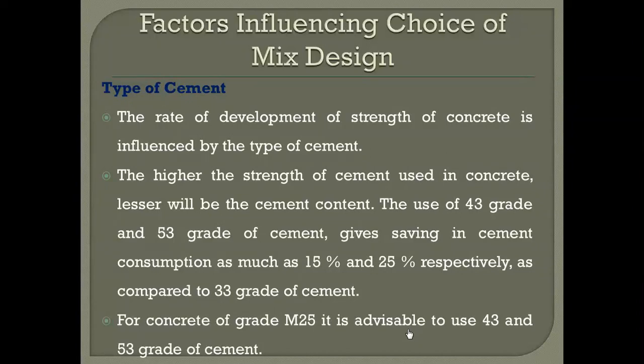If we go on increasing our strength, so if we use M40, M50, M60, the higher the strength of the concrete, then we use a lesser cement content. So in the market we have OPC 43 and OPC 53. OPC 33 is not available in the market. So if you use OPC 43 and 53 for the high grade strength of concrete, we can save 15 to 25% of the cement compared to OPC 33 grade of cement.